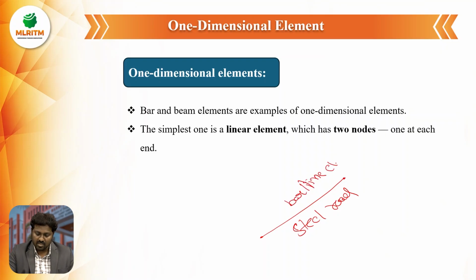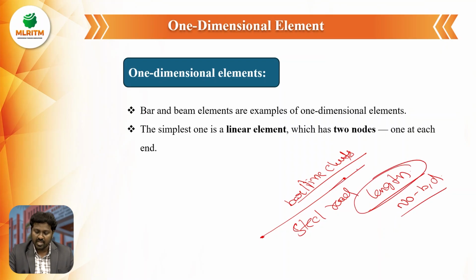Element. It means we have only 2 nodes. It has only length, no breadth and depth. So it has only length, linear only. That is known as a one dimensional element. We have only two nodes, the first node and the second node. There is no third node. So this is the best example for the one dimensional element.